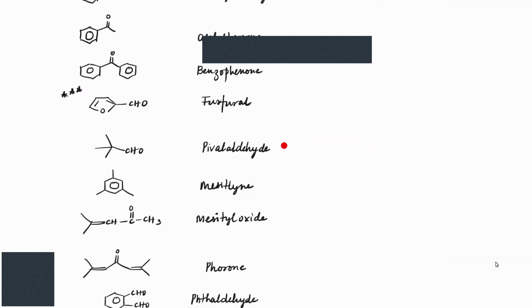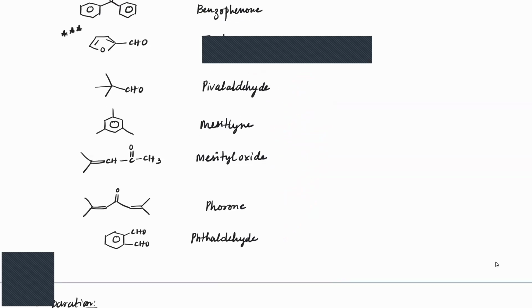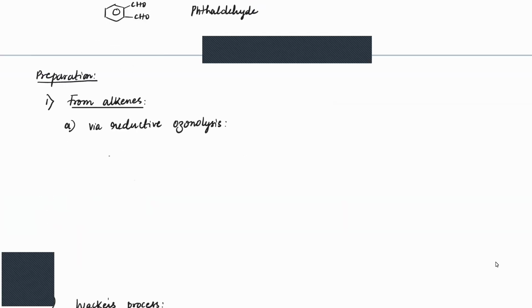Apart from it, pivalaldehyde, mesitaldehyde, mesityl oxide, phorone, phthalaldehyde. These are all terms that will keep coming across. So please make sure that you have this page ready with you, at least while solving. If you have this, you'll slowly be able to learn the terms. Now let's see how the preparation works.